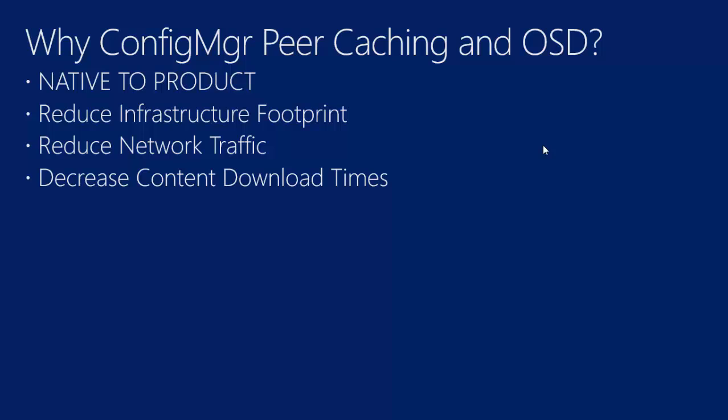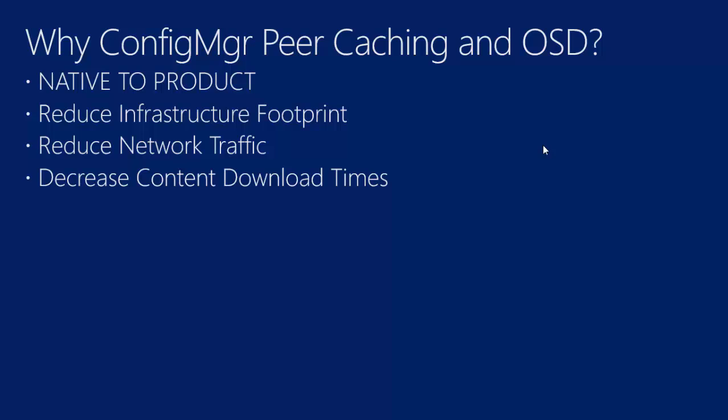The ability to reduce your infrastructure footprint. Again, it used to be that because of network conditions and network layout and so on, organizations would have to put out lots and lots of distribution points, whether those are traditional distribution points, pull distribution points, whatever. Here, we can reduce the number of distribution points that need to be placed and maintained and still have local access to content through peer caching.